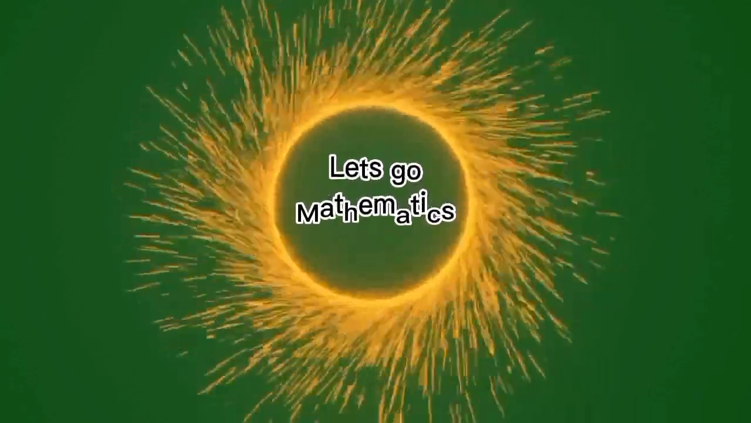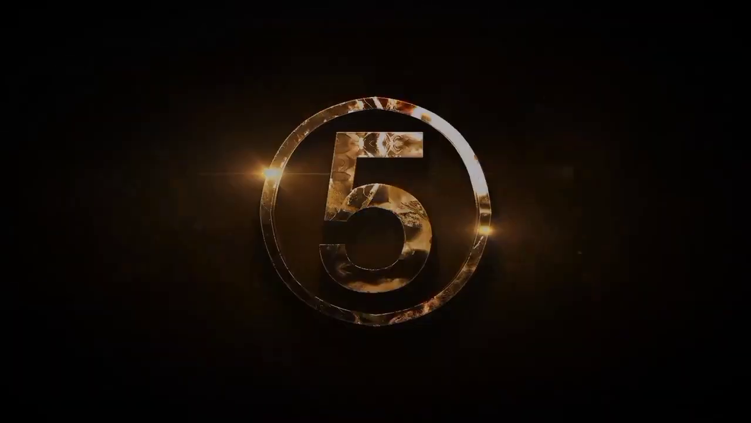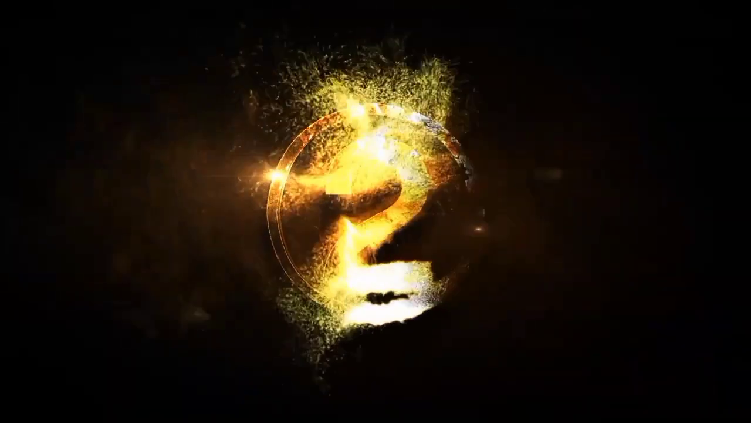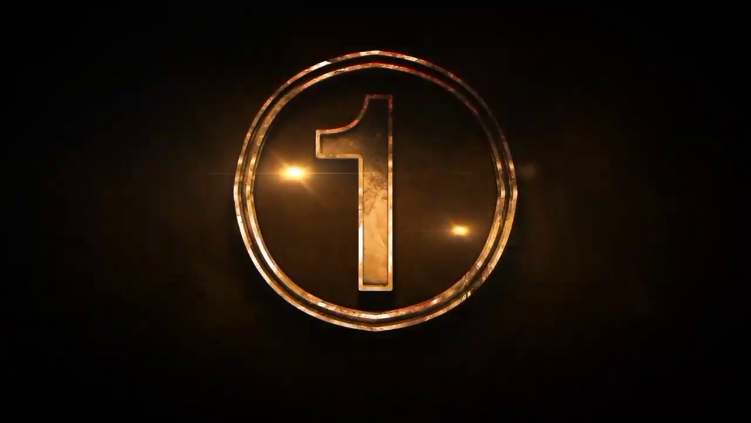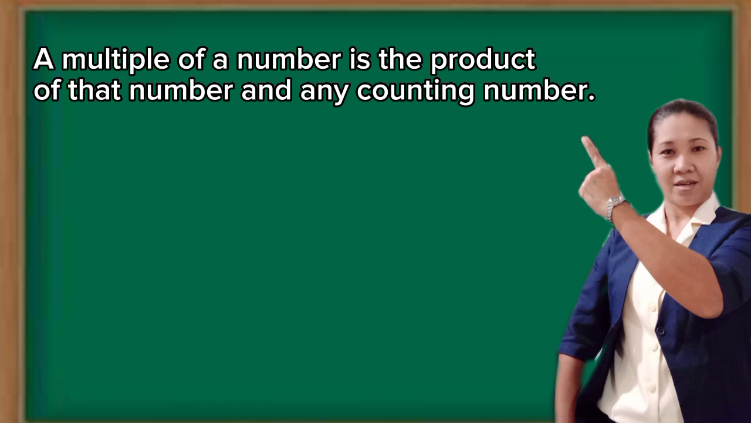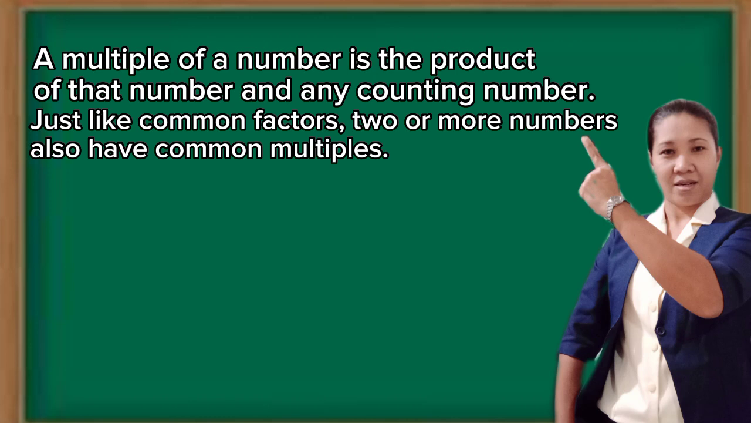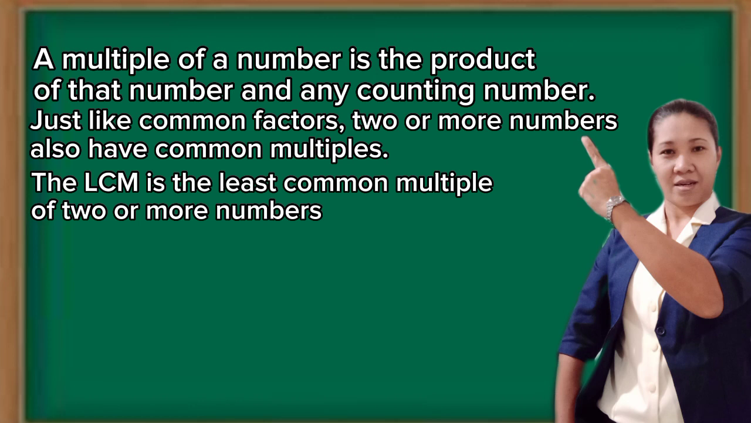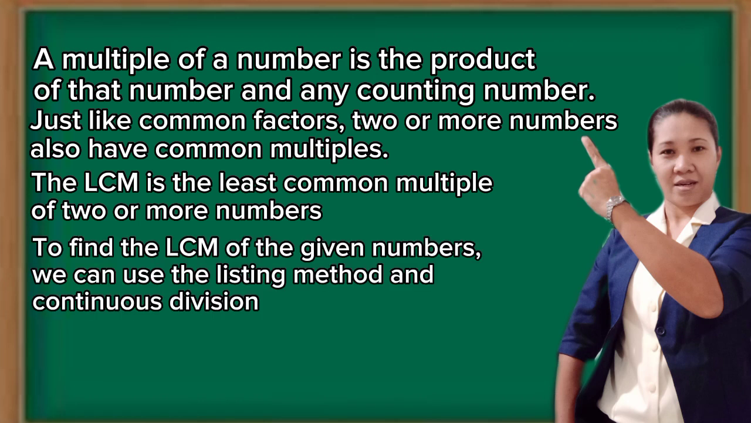Let's go, mathematics. Least common multiple. A multiple of a number is the product of that number and any counting number. Just like common factors, two or more numbers also have common multiples. The LCM is the least common multiple of two or more numbers. To find the LCM of the given numbers, we can use the listing method and continuous division.